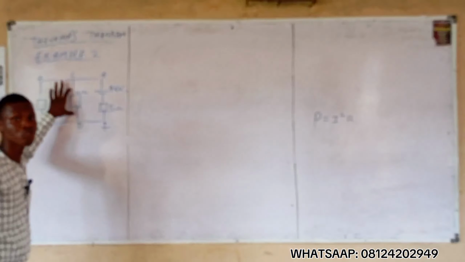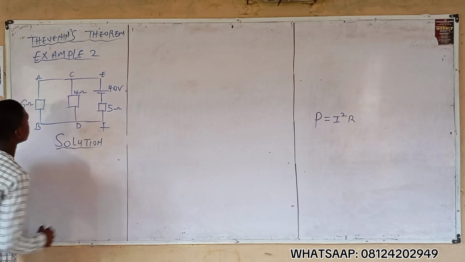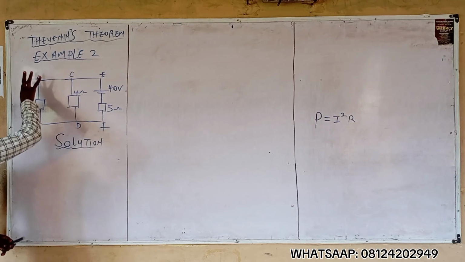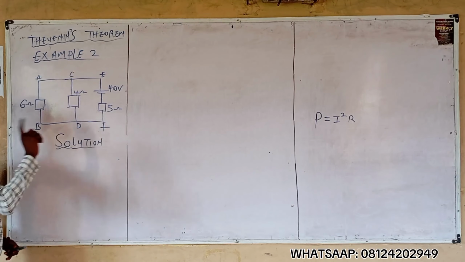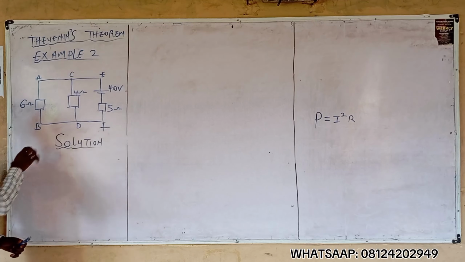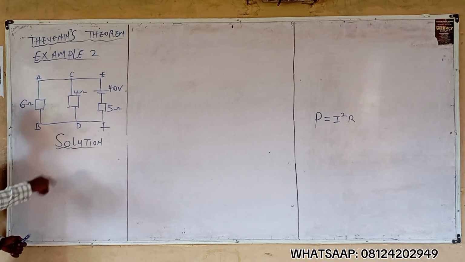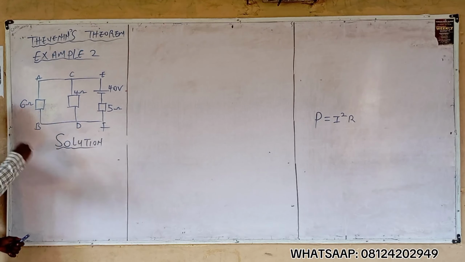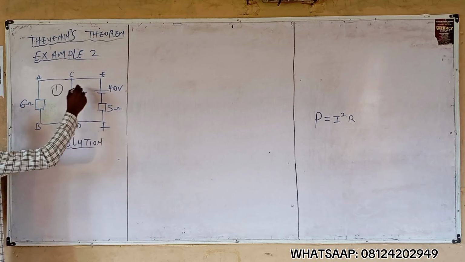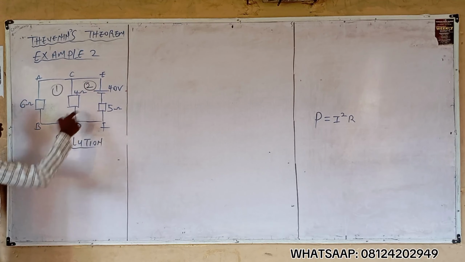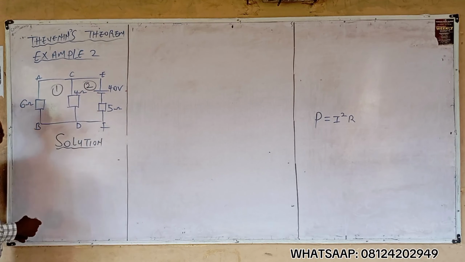Alright, solution. Calculating the value of current for the 6 ohm resistor. Your first step is to short circuit the branch. When we say short circuit, it means remove the branch, right? Meaning no current will flow through that loop. This is loop 1 and this is loop 2. By the time we short circuit branch AB, it means no current will flow through loop 1.